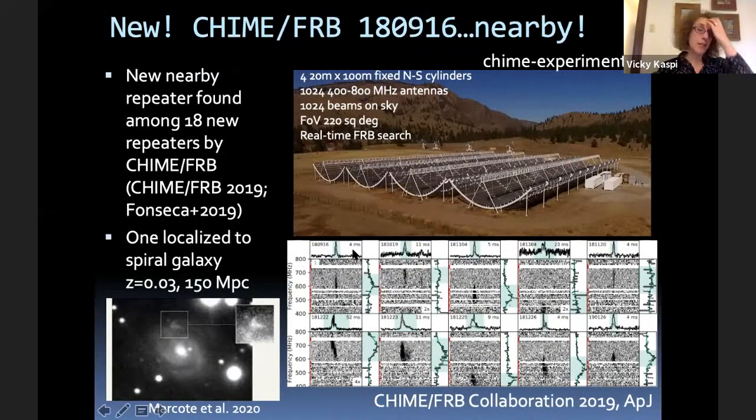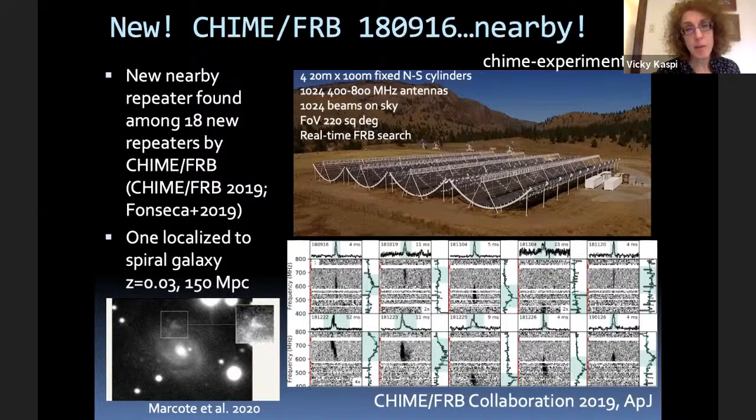On the other hand, the CHIME FRB experiment, you can see it here. This is a new radio telescope we've built in Canada. It's four 20-meter by 100-meter cylinders oriented north-south and fixed, so that it's a transit telescope. You have to see the sky as it goes overhead, which means that we see the entire northern sky every day.